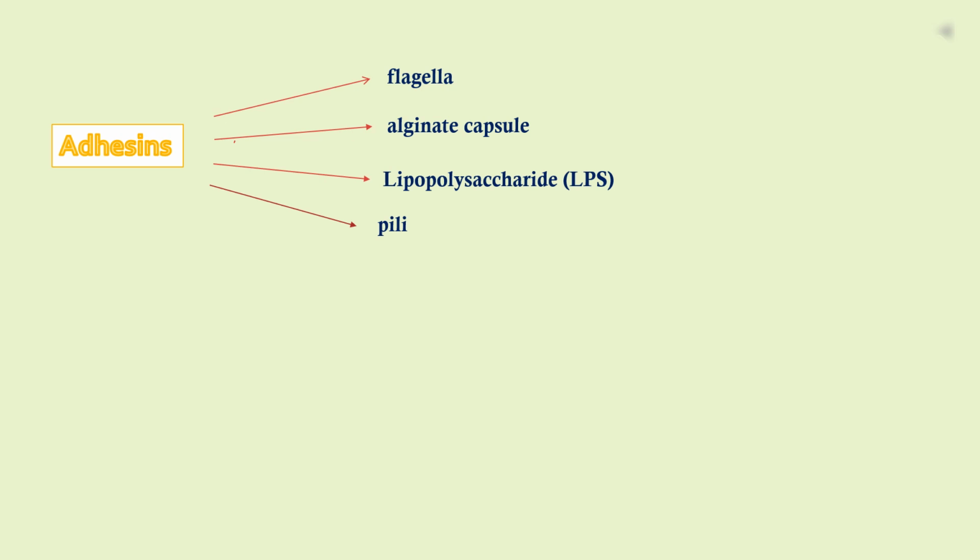First of all, we talk about its adhesins. Aeruginosa has several adhesins, including flagella, alginate capsule, lipopolysaccharide, and pili. We know about LPS. Aeruginosa has LPS like other gram-negative bacteria, but we have an important factor, the alginate capsule. Alginate is a mucoid exopolysaccharide that forms a prominent capsule on the bacterial surface and protects the organism from phagocytosis and antibiotic killing.